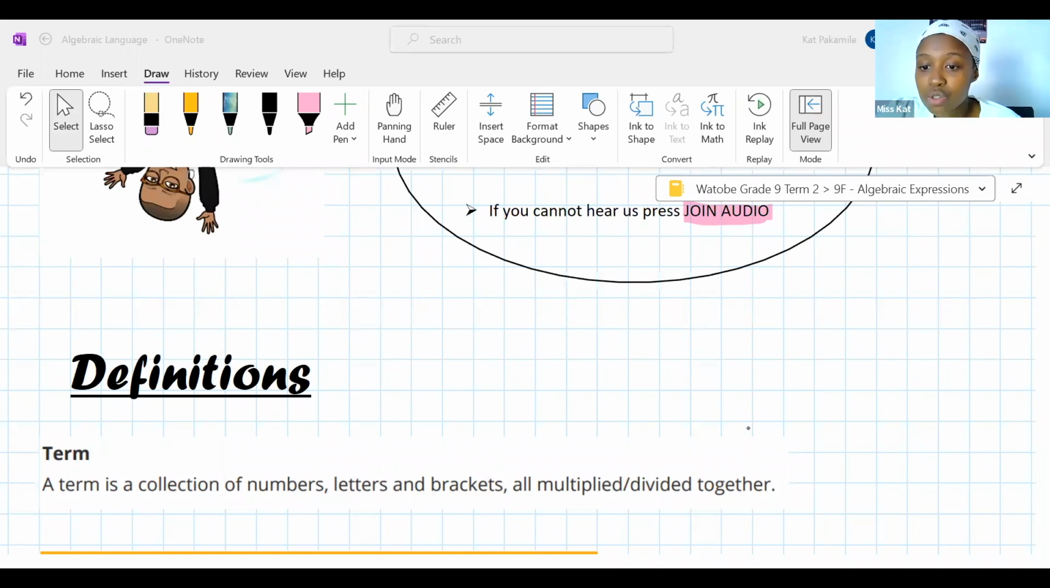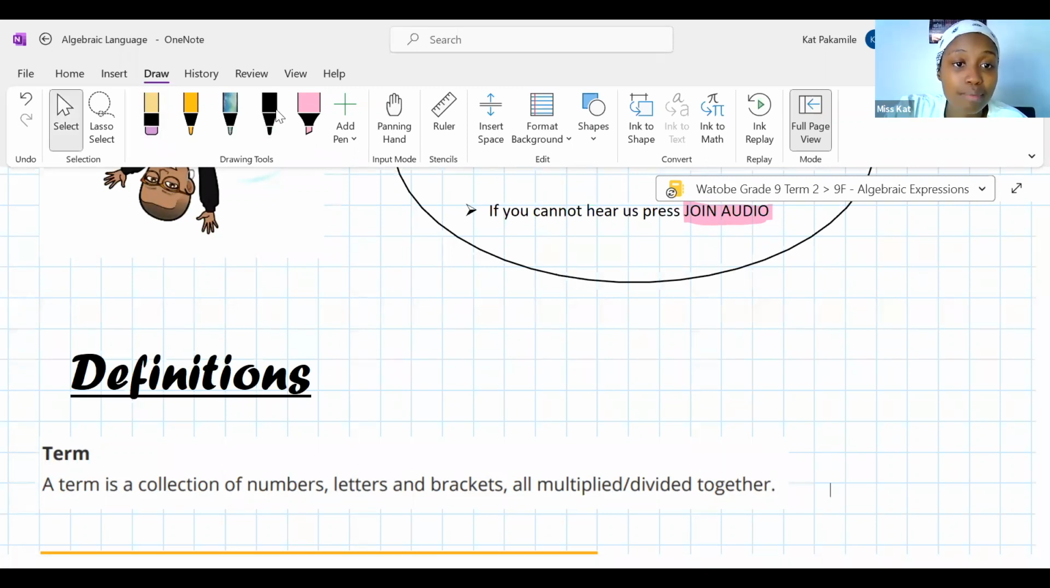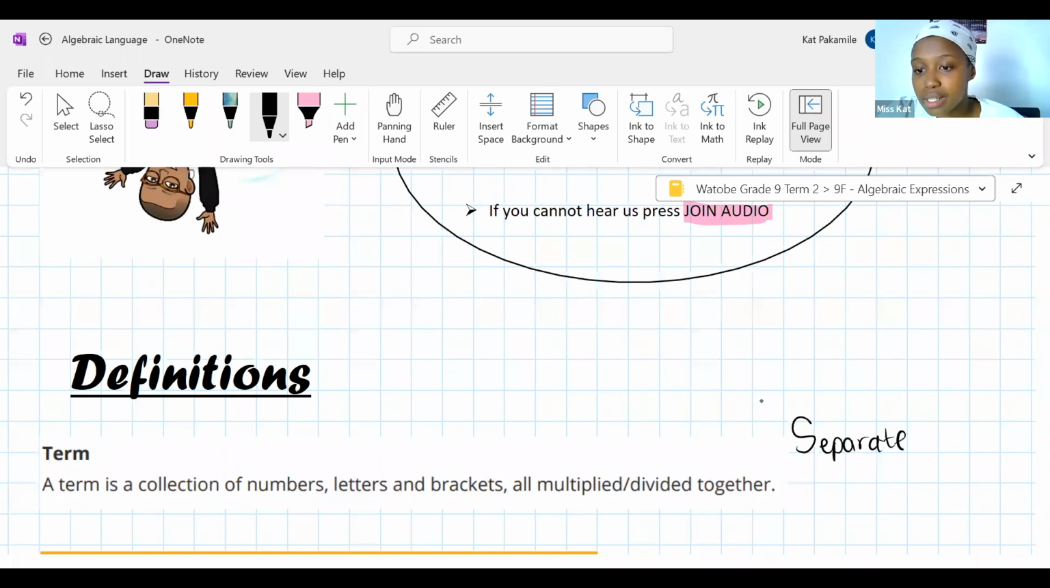Thank you very much. So I'm going to write this down. Separated by pluses or minuses. Guys, sinuses are having me today, so you'll have to forgive me. So these are separated by addition and subtraction. Okay, so we have seen these before, which is beautiful.